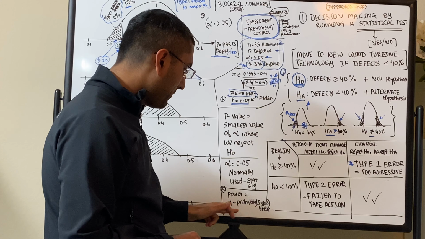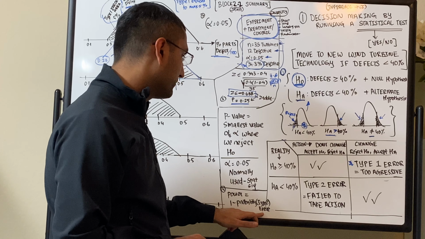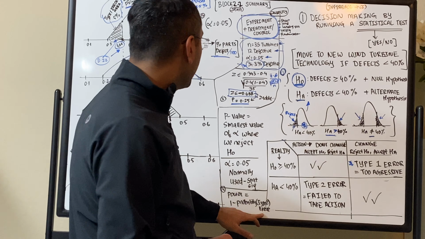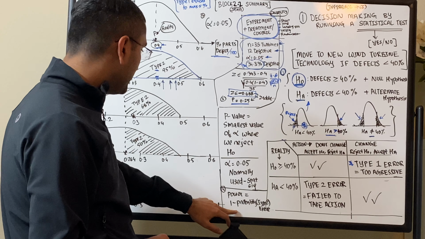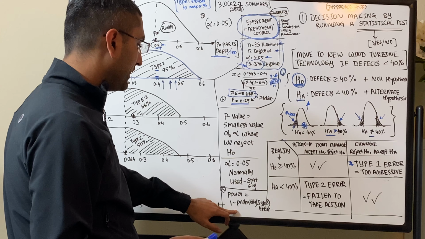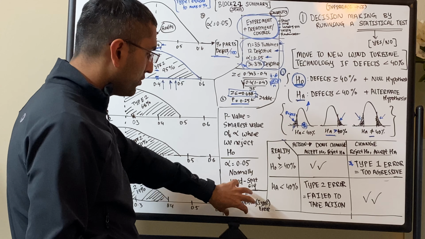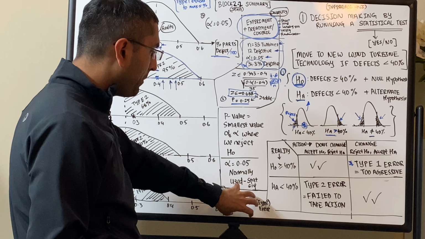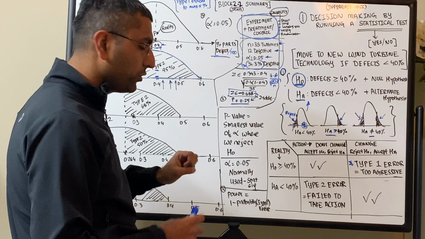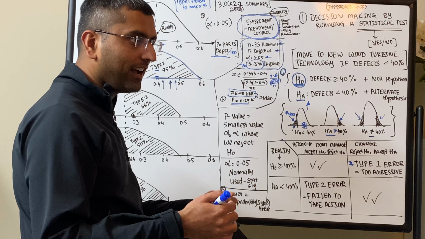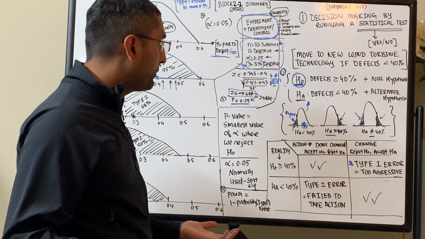And power is nothing but 1 minus the probability of type 2 error, right? So in this case, if the type 2 error for us was 68%, then we would say 1 minus 68%, so 32% is the power, right? So sometimes when you have a low power, you might not get a significant p-value as well, so you might have to run that test for a longer period of time, or you might need more samples.